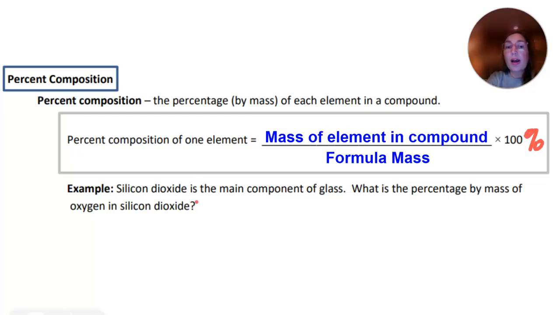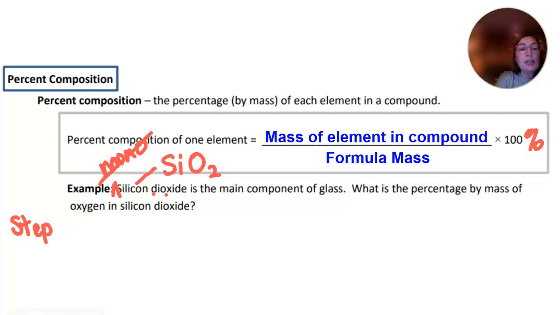Okay, so silicon dioxide is 1 silicon and then O2 for dioxide, right? If there's 2 of the oxygens, we need O2. The monosilicon is implied. It's implied that there's 1 silicon, but we drop mono from the beginning of the name. Okay, so we've got SiO2. So step 1 is going to be to figure out the formula mass of that SiO2.